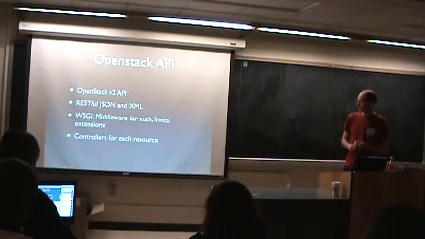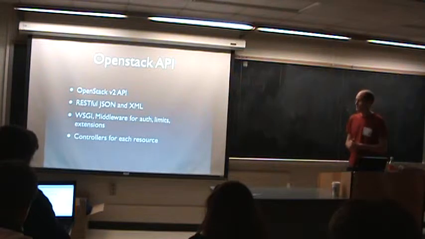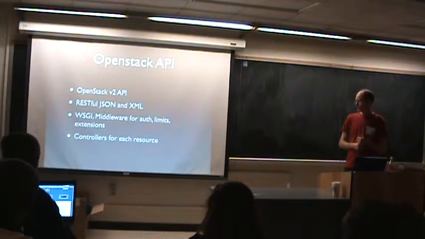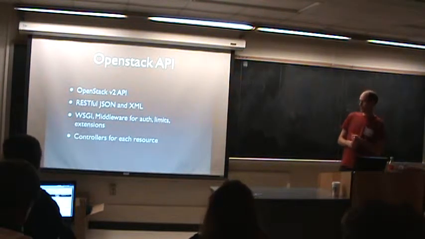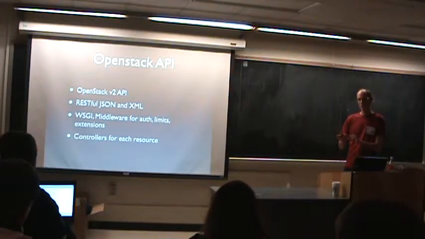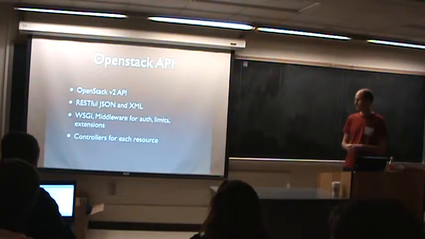So now switching gears a little bit to talk about the OpenStack API, which is now at version 2. It's got a RESTful JSON and XML implementation. If you want to, you can extend it. If you're a service provider and you have extra things you want to add on to the API endpoints, you can do that. I would say it's extensible from an auth perspective. It's extensible from a what gets returned perspective.